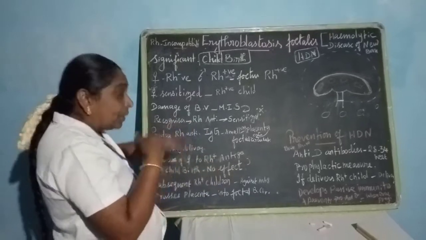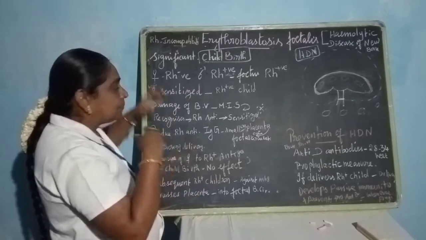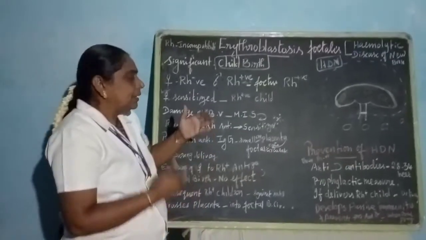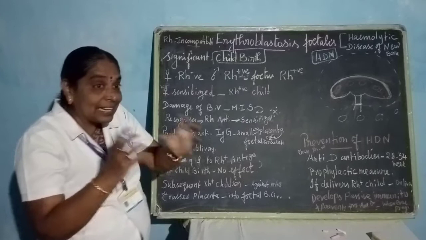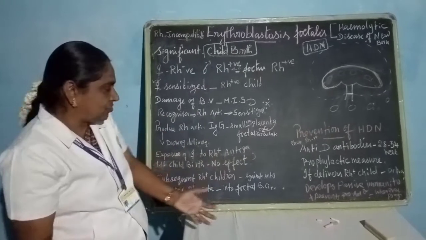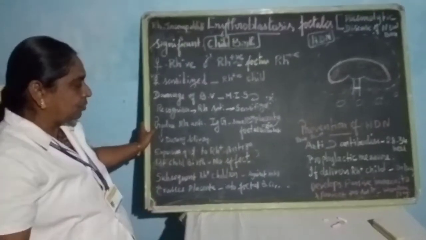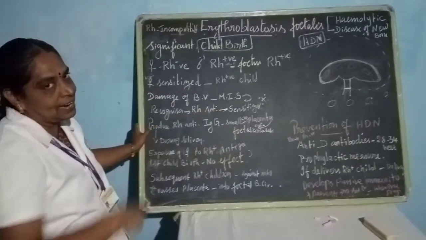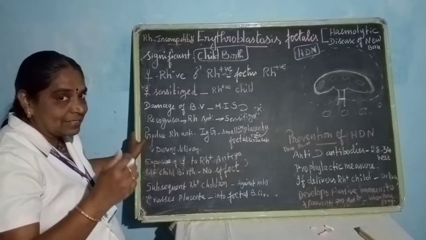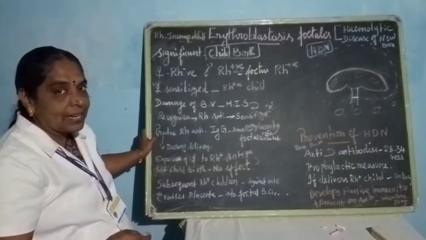So during delivery, when the fetus comes out, what would happen? The damage of blood vessels causes the mother's immune system to recognize the RH antigen. Immediately it is sensitized, and then it produces RH antibodies against that antigen. Because the child has antigen D but the mother has no antigen D, it immediately produces RH antibodies.